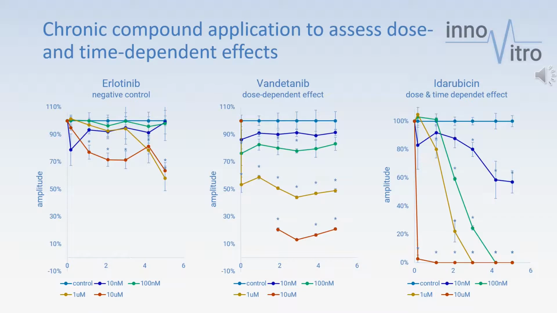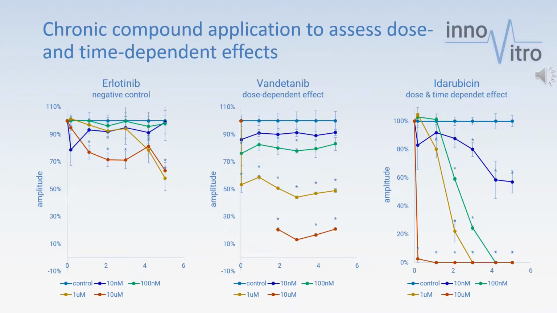Besides acute analysis of human iPSC-derived cardiomyocytes, chronic toxicological assessment is also possible to assess dose and time-dependent effects. Here we have analyzed 3 compounds, erlotinib and vandetanib, both tyrosine kinase inhibitors, and the anthracycline idarubicin. Erlotinib served as negative control, where you can see that over a time span of 5 days, there are only mild effects on the amplitude, even at highest concentrations.